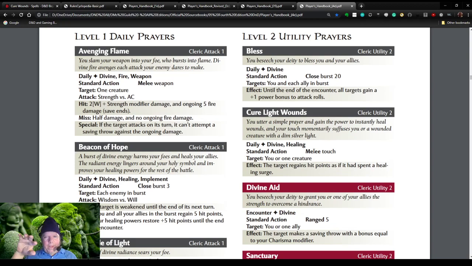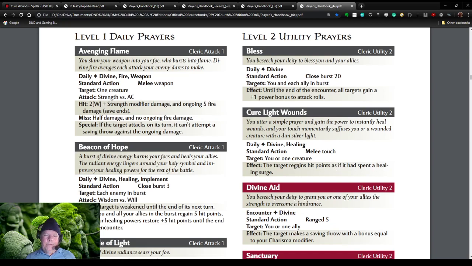And so one of the ways you can see that here is that, well, first of all, it's a daily spell, which means that you can only use it once per day. And then it's a utility at level 2. So your first level clerics don't get this spell at all, and they have to be level 2 before they can get it.